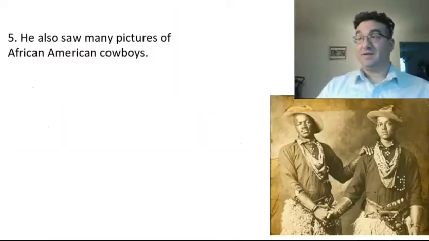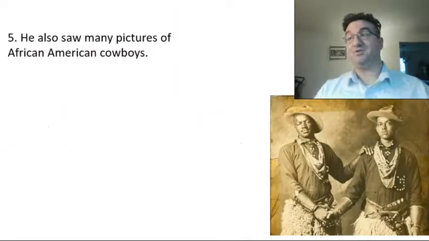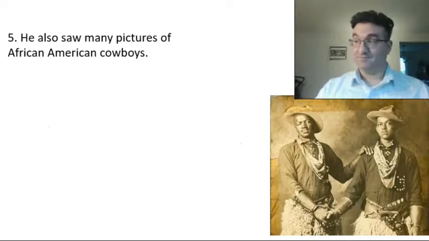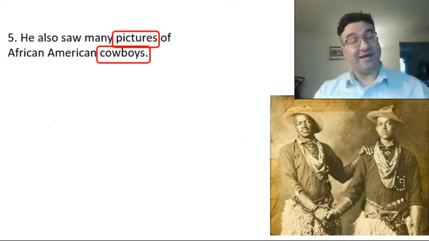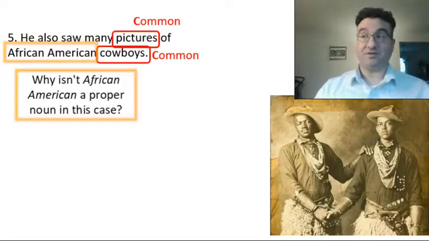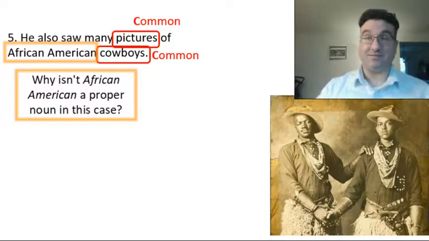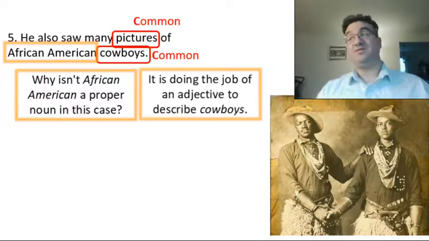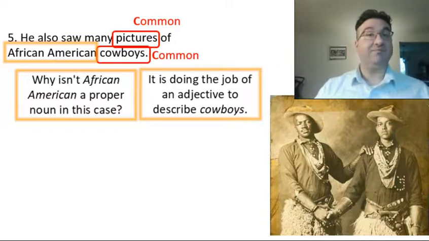Next up, we have, he also saw many pictures of African American cowboys. We have pictures and cowboys as the nouns in that sentence, and they're both general terms. They're not capitalized. They're common nouns. Here's a good question. Why isn't African American a proper noun in this case? They capitalized it, after all. The answer would be that it's doing the job of an adjective. African American is describing cowboys, so it's not a noun, even though it's capitalized. It just goes to show not everything that's capitalized is a proper noun.